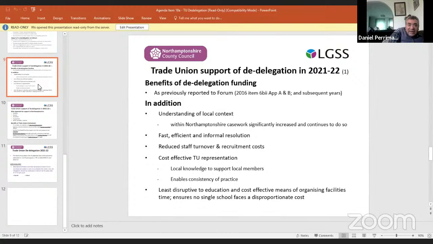Could I just say it's NASUWT? Sorry, Dan. That's all right, that's fine. Okay, so moving on to the next slide. Does one of the trade unions want to present that one?